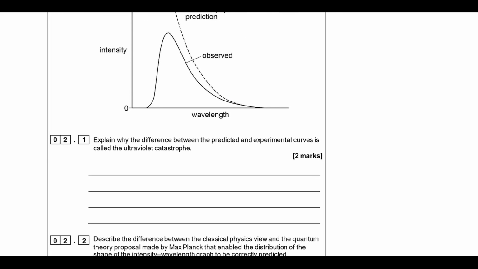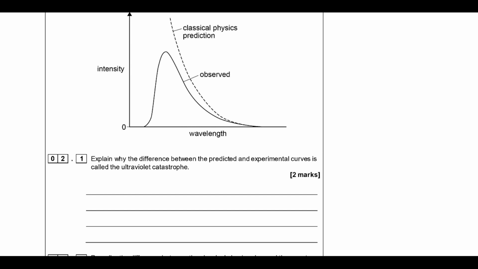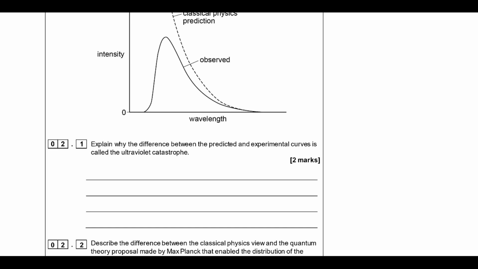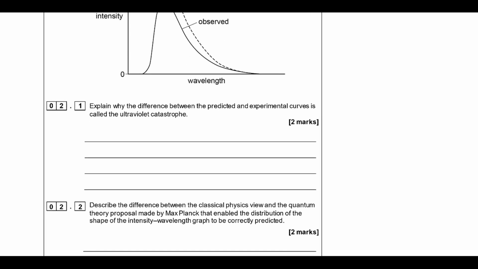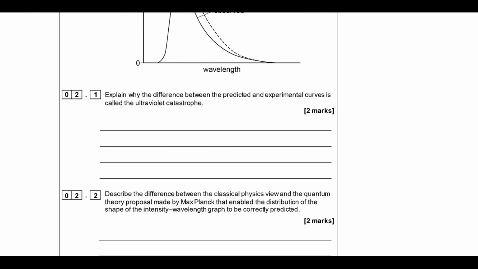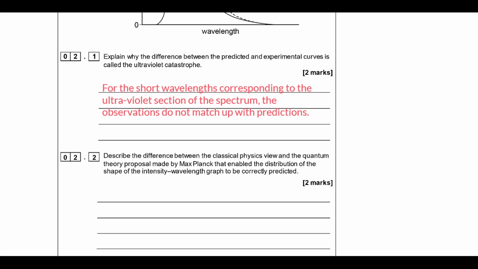So explain why the difference between the predicted and experimental values is called the ultraviolet catastrophe. So you can see that the classical physics prediction is that essentially we should keep on going. So at these shorter wavelengths, we should find a large amount of them. However, we can see that at the shorter wavelengths, which correspond to the ultraviolet range of the spectrum, they are missing, and that's why it's known as the ultraviolet catastrophe, because they couldn't explain why these parts were missing. So let's get that down. Okay, so that's the ultraviolet catastrophe.